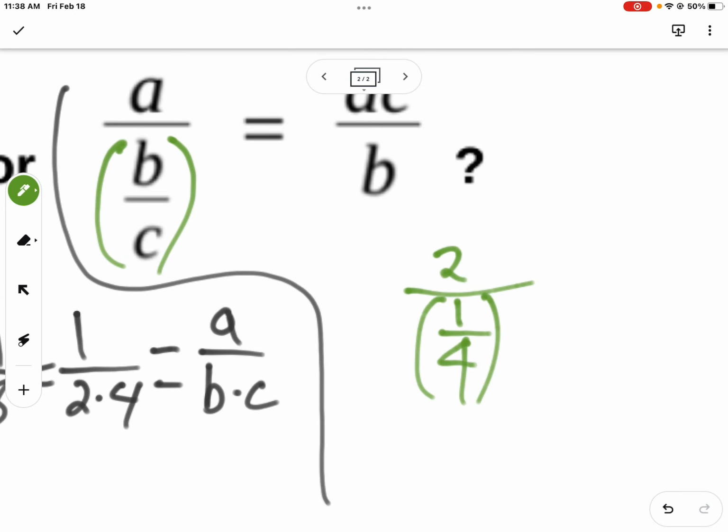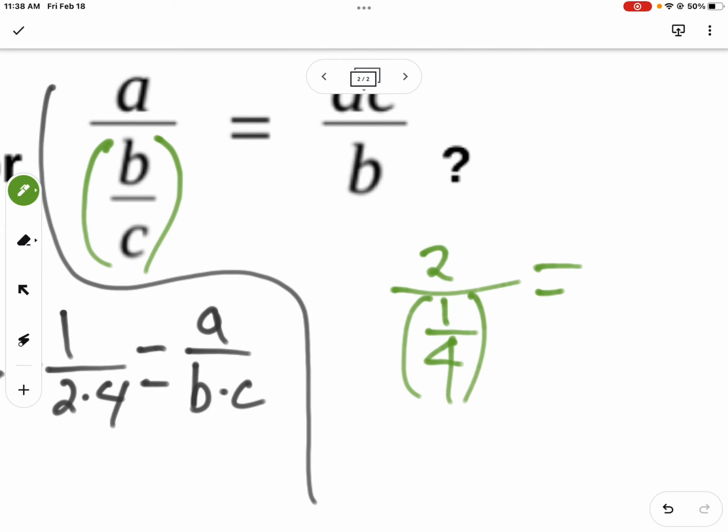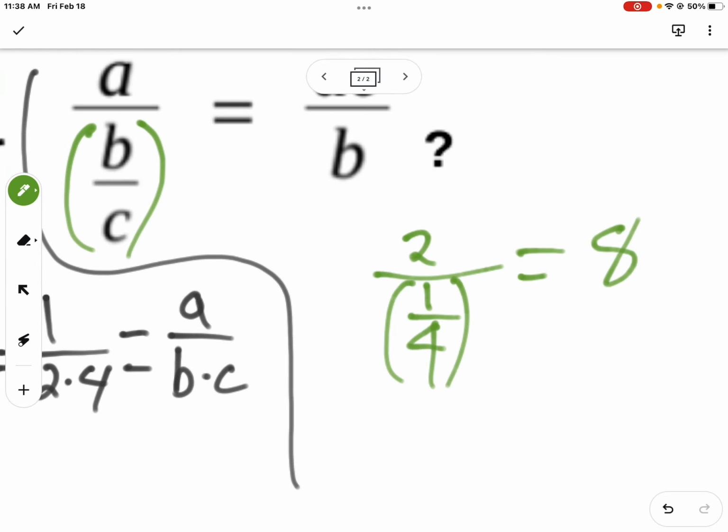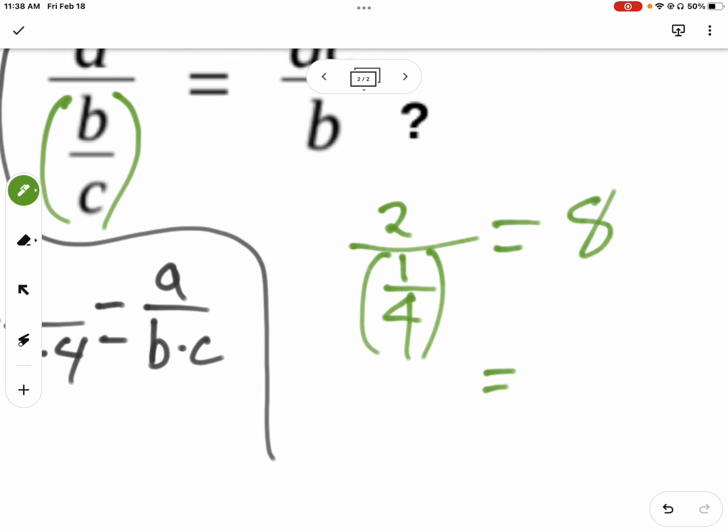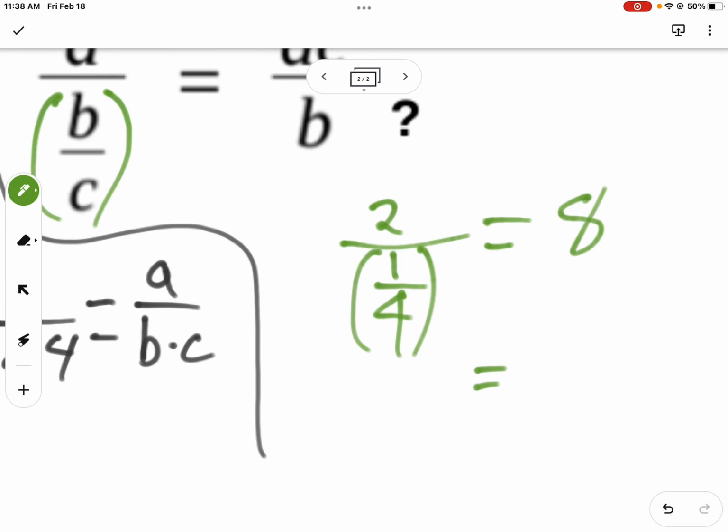Okay, well, I can think of this as how many times does 1/4 go into 2? Oh, 8. Okay, 8. So if you look at that, you can see where the heck does the 8 come from?